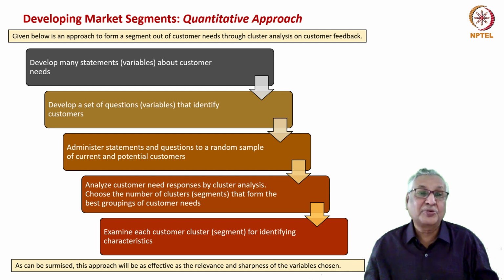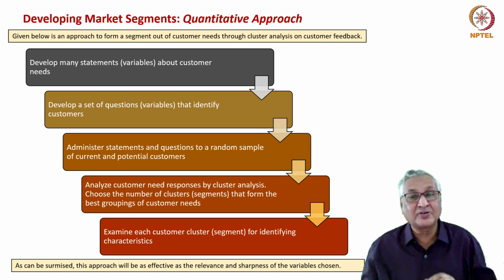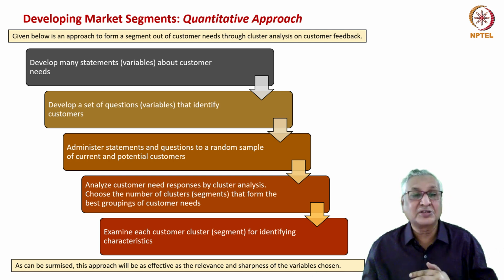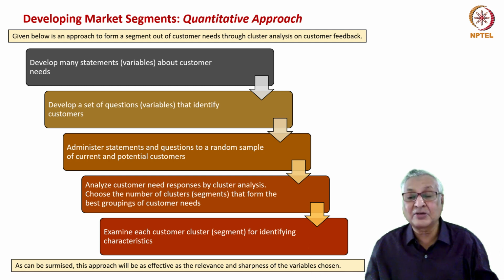So what is the quantitative approach that we can adopt in developing market segments? Here is an approach to form a segment out of customer needs through cluster analysis on customer feedback. Develop many statements or variables about customer needs. Then develop a set of questions, variables that identify customers. Administer those statements and questions to a random sample of current and potential customers. Analyze customer need responses by cluster analysis. Choose the number of cluster segments that form the best groupings of customer needs. Examine each customer cluster or segment for identifying characteristics.